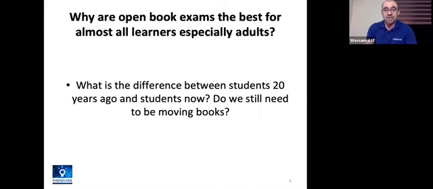What is the difference between students 20 years ago, let's say, and students now? Do we still need to be memorizing books? Well, if you are old enough like me, you remember that 20 years ago there was no internet that much like now. Maybe there was, but it was not that common. I think the educational process, especially in undergraduate schools, hasn't changed for maybe 100 years or more, which needs a drastic change now, especially in assessment.